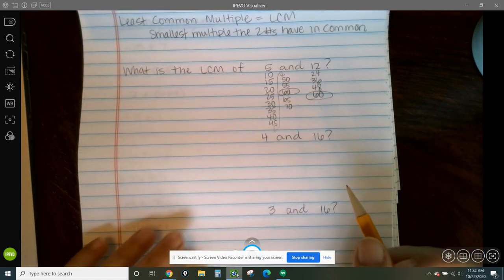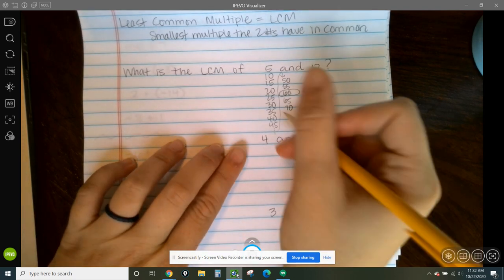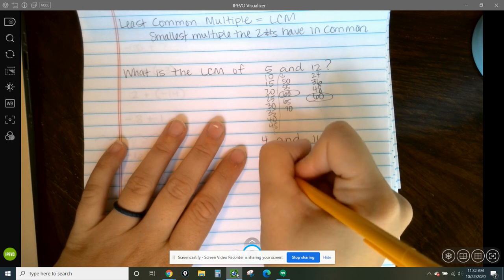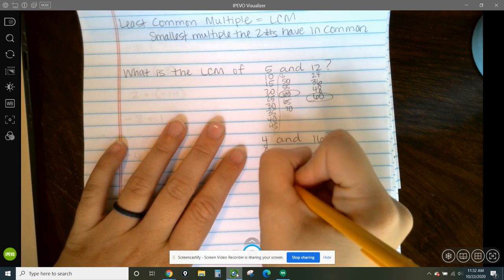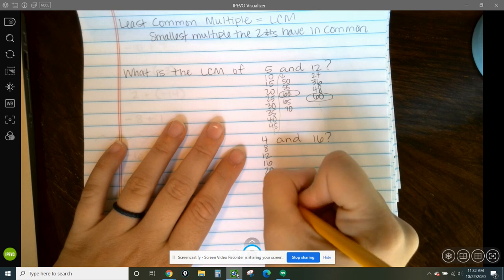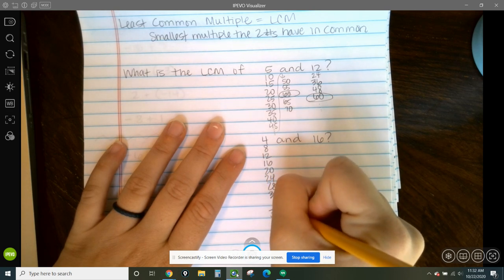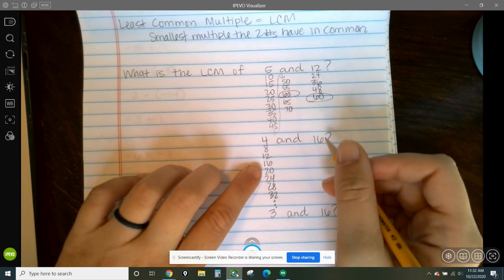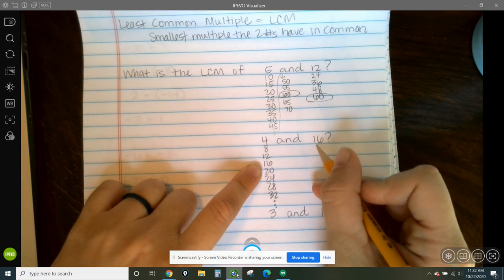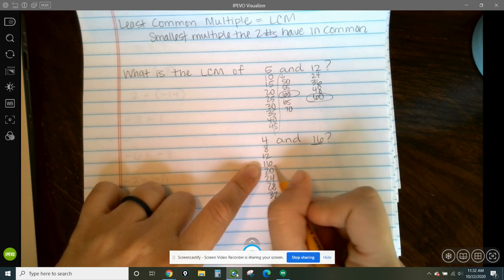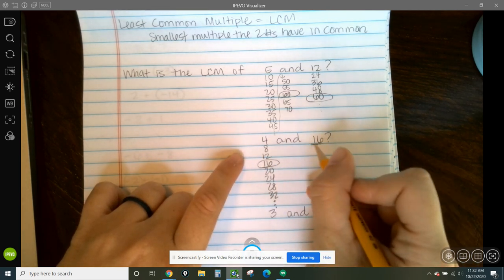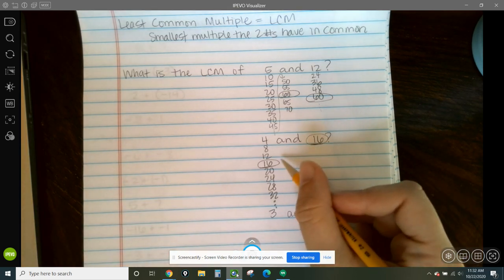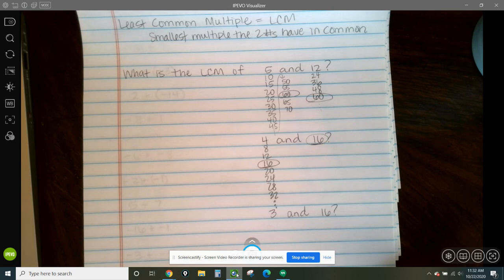Okay, let's do that again. 4 and 16. So I'm going to start listing all the multiples of 4. So 4 times 2 is 8. 4 times 3, I'm just going to keep going, 12, and then 16, and 20, and 24, and 28, 32. And let's see if we need to go farther or not. Multiples of 16. Hey, I actually don't need to go any farther because look, 16 and 16. I didn't have to list any multiples of 16 to get there. 16 is the least common multiple of 4 and 16.